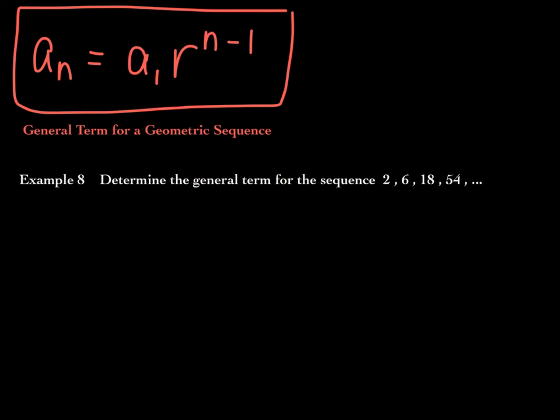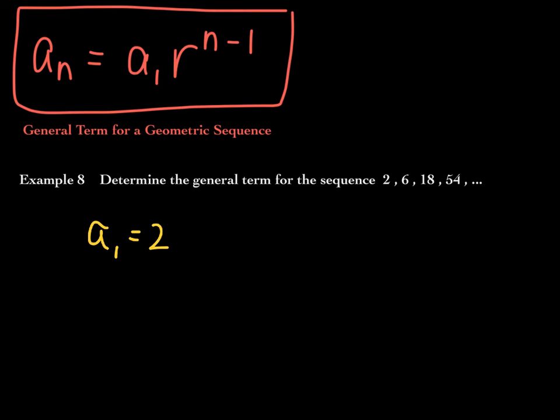Okay, guys, determine the general term for this sequence, 2, 6, 18, 54, etc. Now, in order to figure out the general term, you need to know two things. You need to know what the first term is, which they've given us as 2. And you need to know what r is, which is the common ratio. But I just showed you how to find r, right? So let's do this. A sub 1 is 2. All right, you need that.